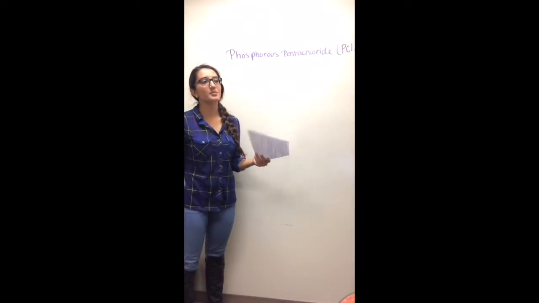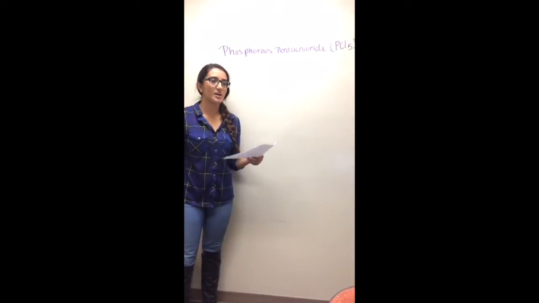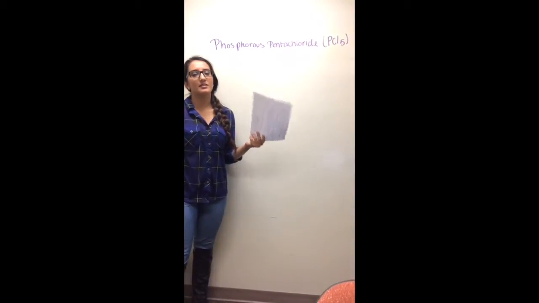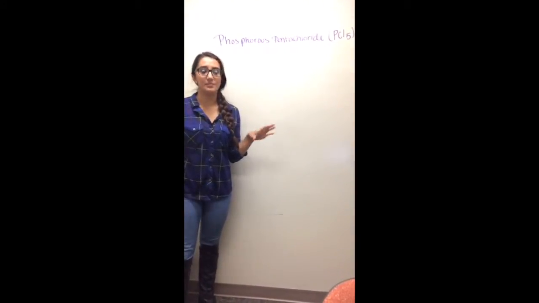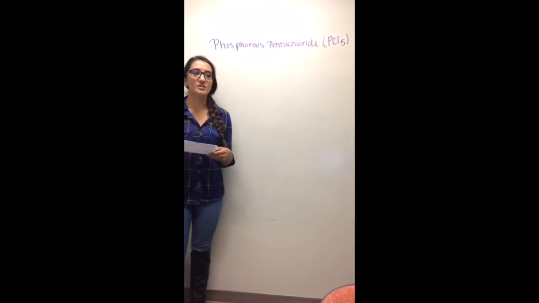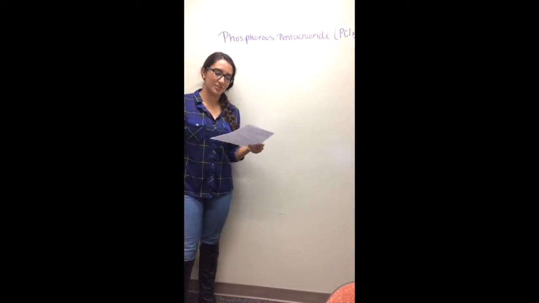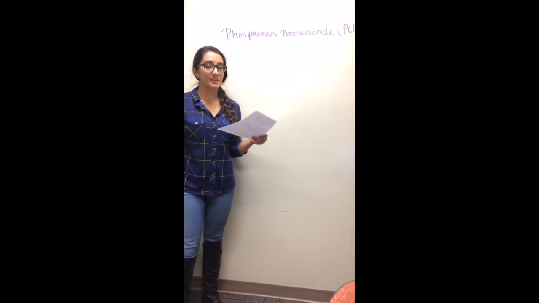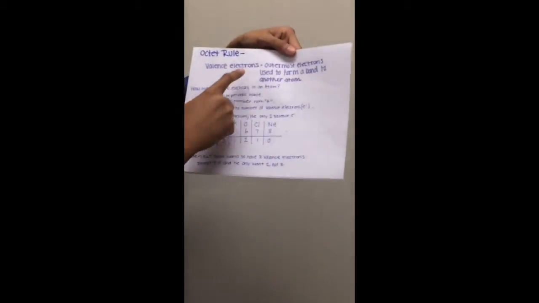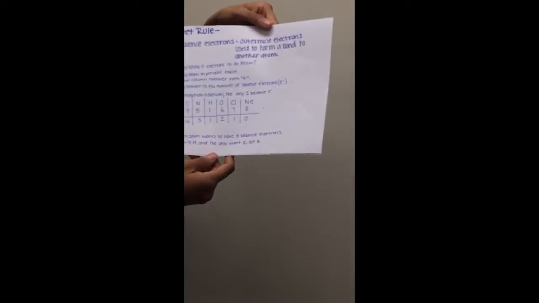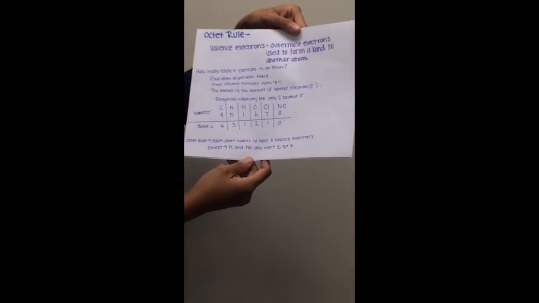So now we're going to talk about expanded valence shells, which are shells that expand to form more bonds only when they have empty orbitals that can hold additional pairs to release more energy. In order to explain that, we have the octet rule, which says each atom wants to have 8 valence electrons. Valence electrons are the outermost electrons used to form a bond to another atom.